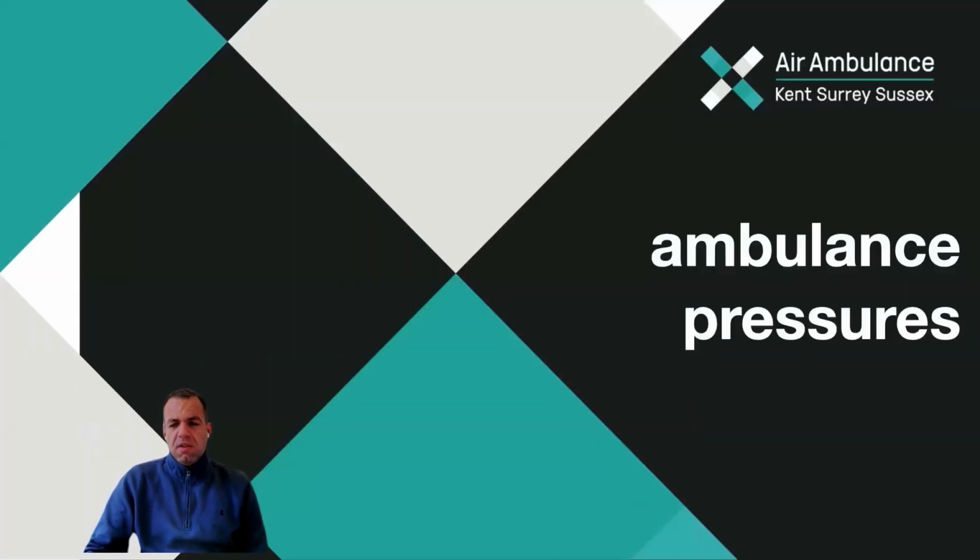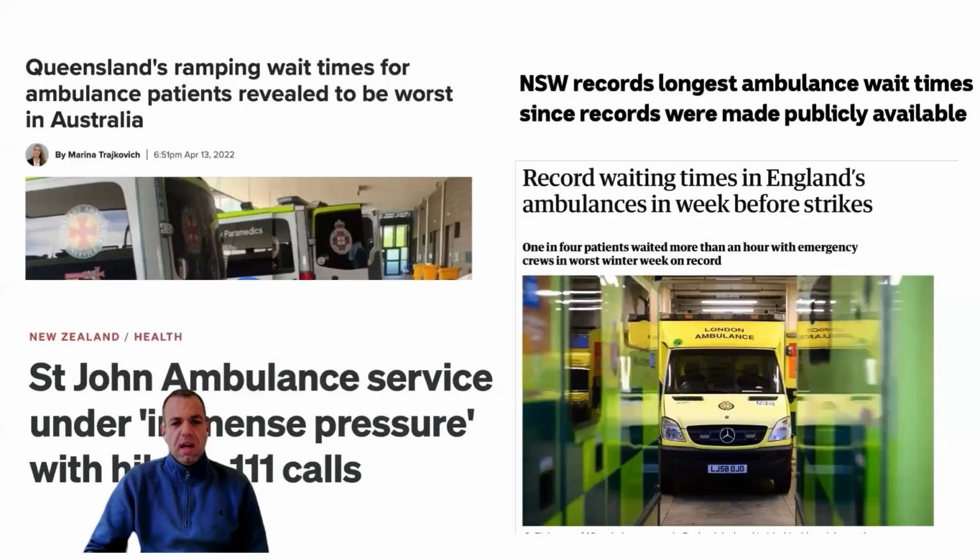And what struck me over the last few weeks in particular is the immense ambulance pressures that we all seem to be under. What's really striking is that if we're having a bad day in London or Surrey, you're probably also having a bad day in Brisbane or Auckland. All of the news seem to be reporting essentially the same thing, huge pressure on our ambulance services. And in particular, this problem of having to queue outside hospitals.